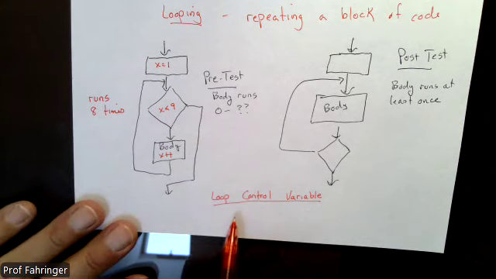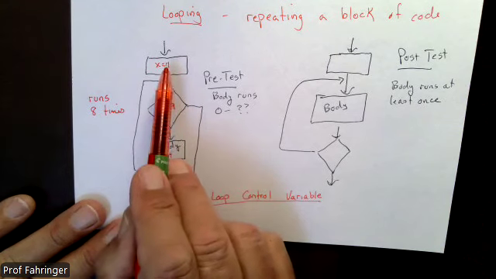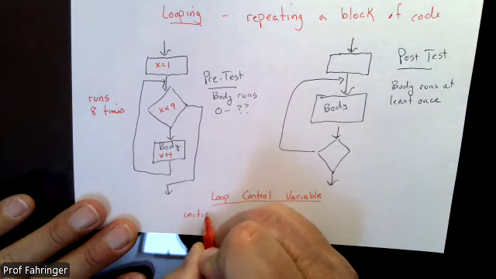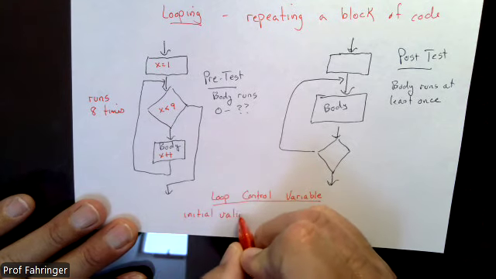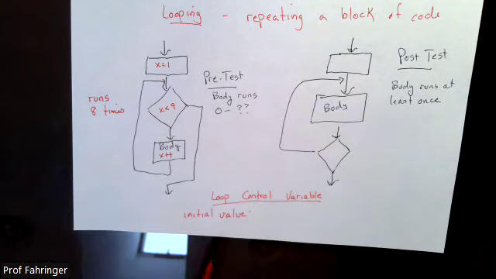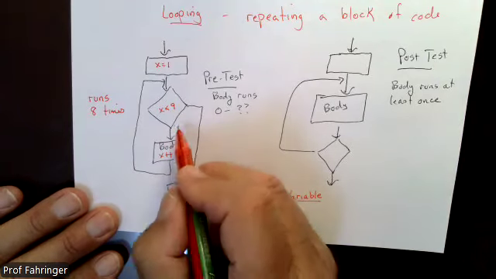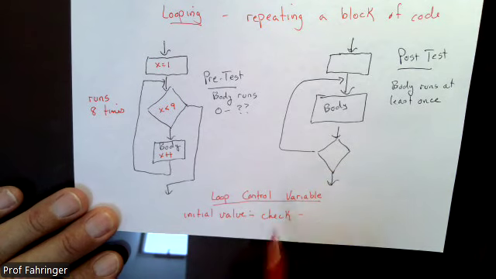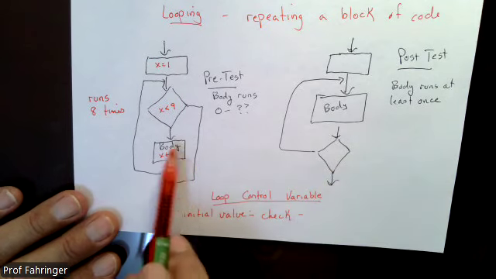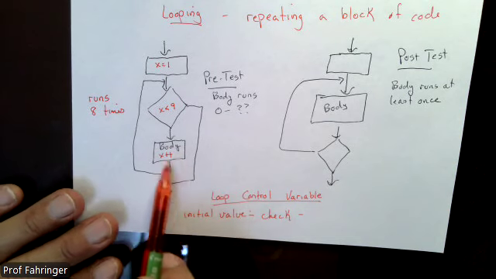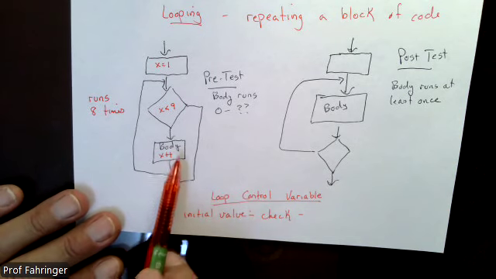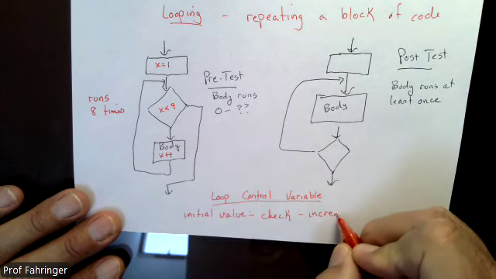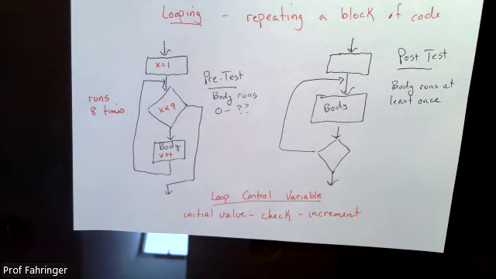So let's see. My loop control variable, I needed to start somewhere, has an initial value. It has some sort of check, right? It's going to check it. And then it has some sort of update, some sort of increment. We may be counting down, we could decrement, but some sort of increment, for lack of a better word right now.